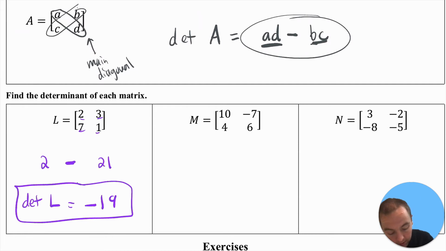And then for matrix M, if you take the product of the main diagonal there, that's going to give you 60.